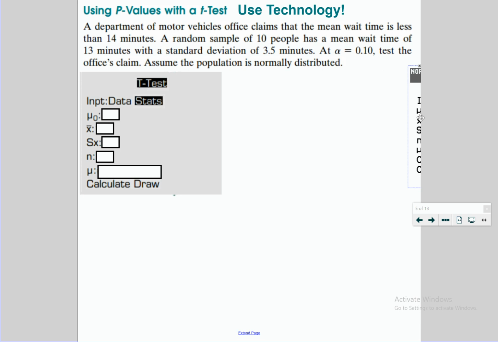Let's go ahead and read through it here. We'll write our hypotheses. It says the Department of Motor Vehicles office claims that the mean wait time is less than 14 minutes. A random sample of 10 people has a mean wait time of 13 minutes with a standard deviation of 3.5 minutes. At a level of significance of 0.1, test the office's claim.